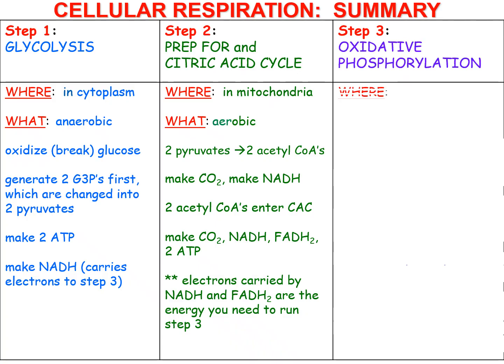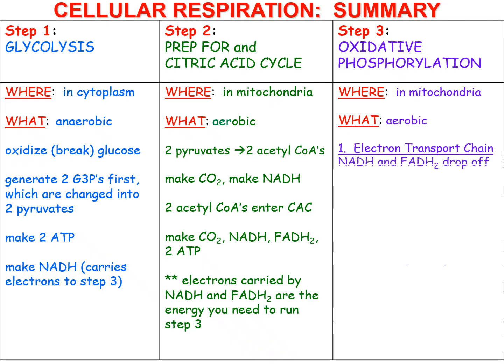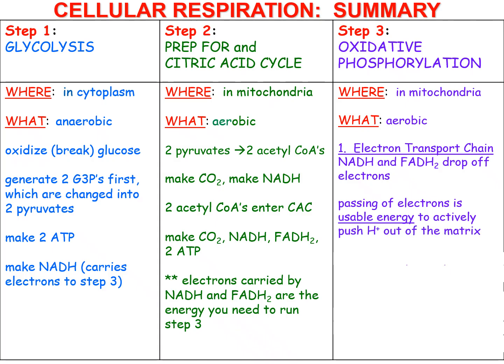Step 3 is oxidative phosphorylation. It takes place in the mitochondria, specifically the inner membrane. It is also aerobic, and it takes place with the electron transport chain. NADH and FADH drop off their electrons, and the passing of electrons is usable energy to actively push hydrogen molecules out of the matrix.